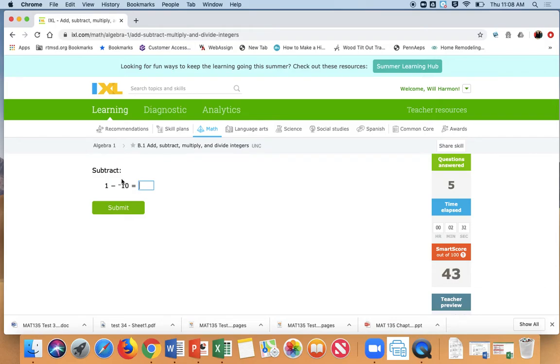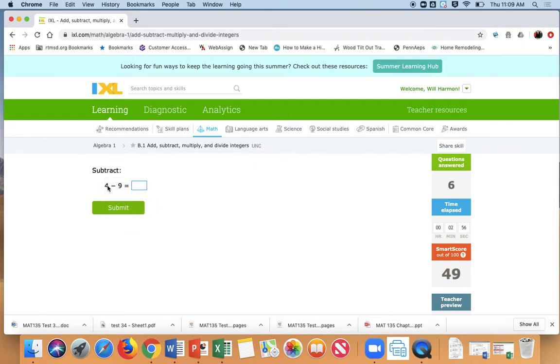So first, let's look at the two negatives right in the center of my problem. It says minus a negative 10. When we have two negatives together, that's like adding the opposite, or you can remember two negatives make a positive. So 1 minus a negative 10 becomes 1 plus 10, which is 11.